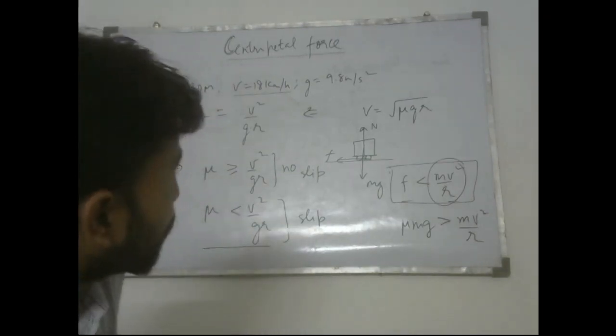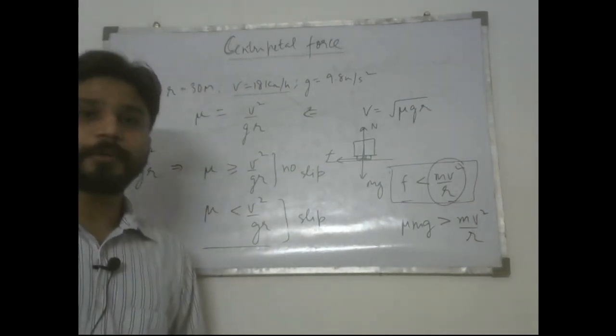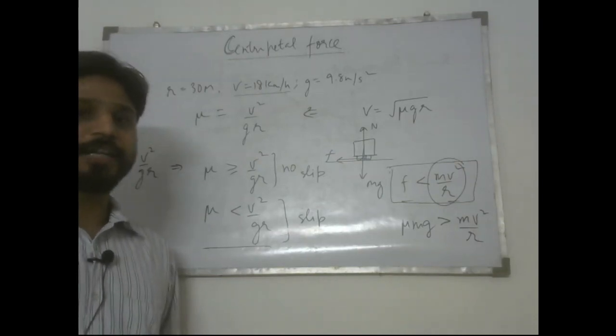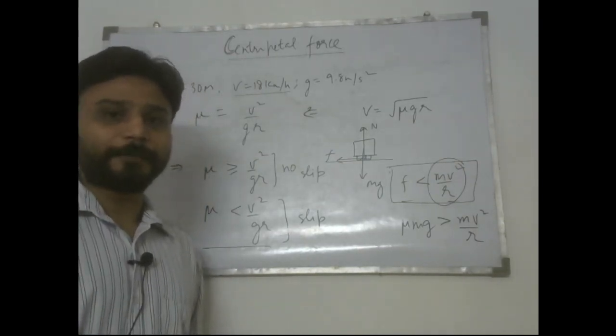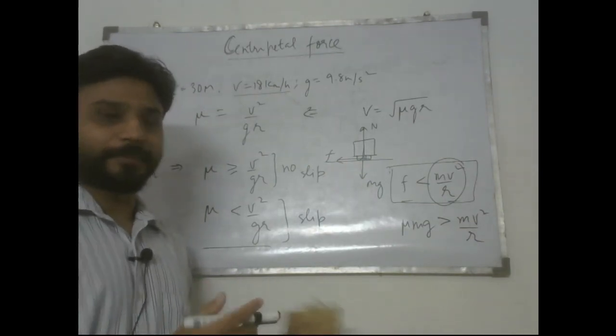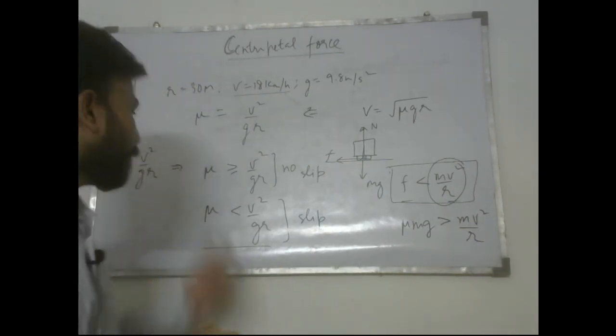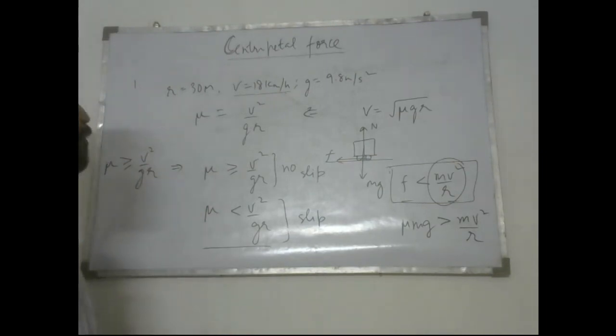So that should be our approach to every question, that our intuition of what is going to happen should satisfy the equations which we are going to obtain. So the value of mu should be less than v square by gr.